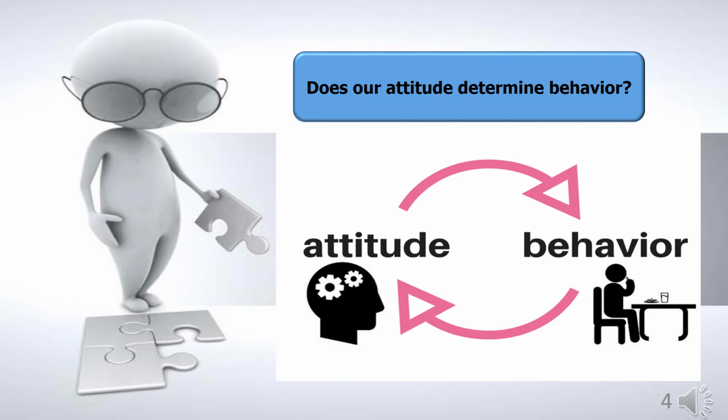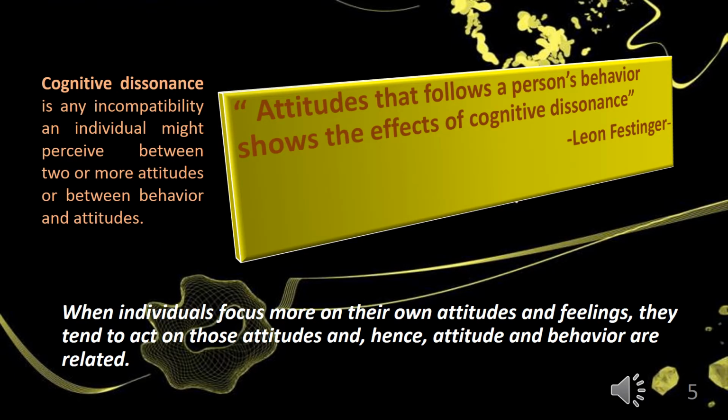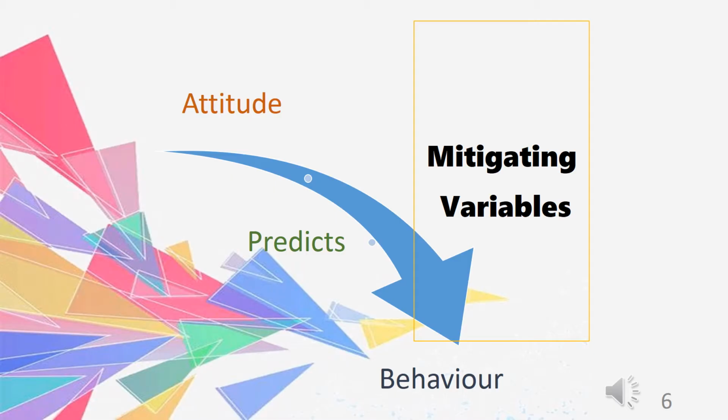Does our attitude determine behavior, or does behavior determine our attitude? When a person focuses more on their own attitudes and feelings, they tend to act on those attitudes, and hence attitudes and behavior are really related. Moderating variables mean that attitudes predict behavior.